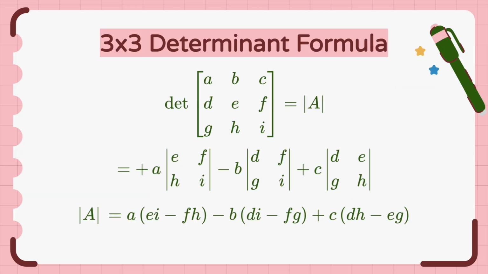What about when it's a 3 times 3 matrix? Let's go through the formula. The pattern is similar, we just have to calculate three 2x2 determinants. First, we take A and multiply it by E times I minus F times H. Then we do the same thing, but we subtract B times D times I minus F times G. And finally, we add C times D times H minus E times G. Watch out for the pattern plus minus plus across the top row. Make sure not to forget about it or mix them up.